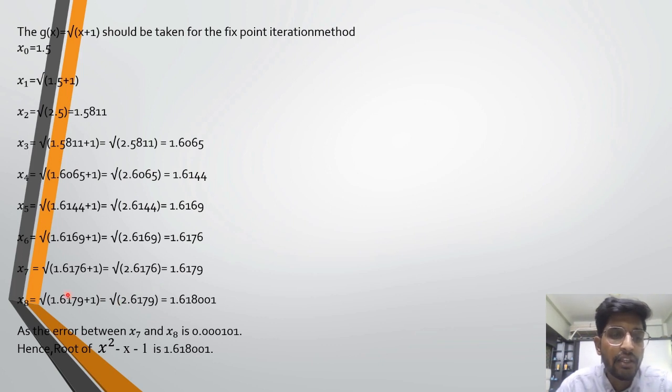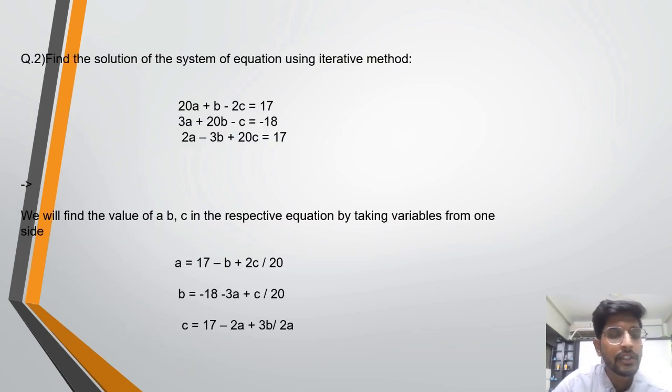Now we can see the values of x7 and x8 are nearly the same, that is 1.6179 and 1.618. The error between them is very small, that is 0.00101. So hence the root of the equation x square minus x minus 1 is 1.618001. This concludes the first question. Here's the second question.